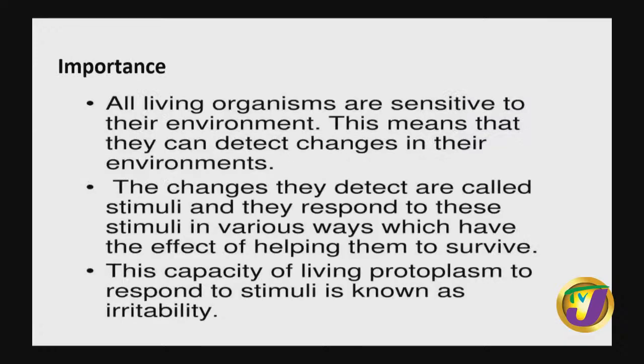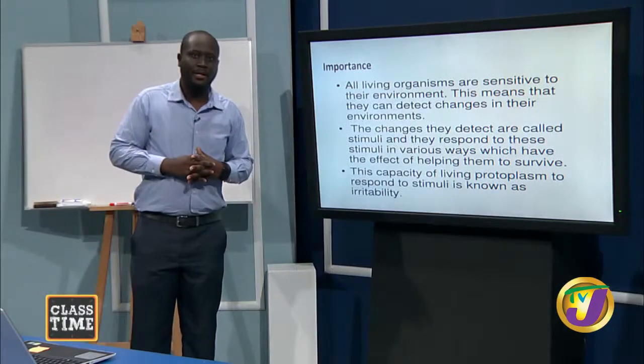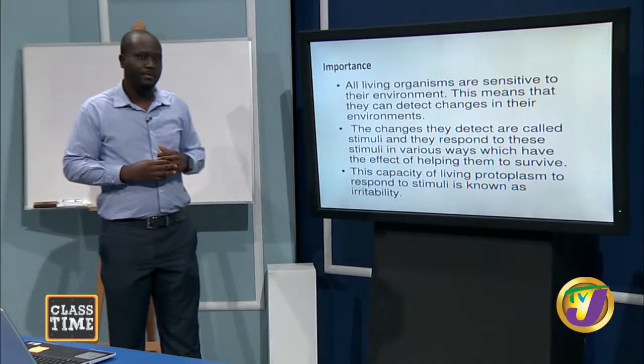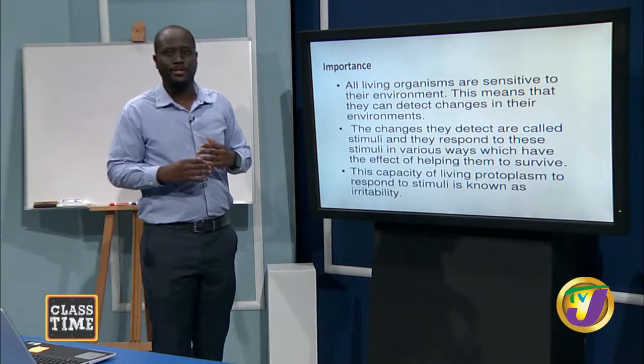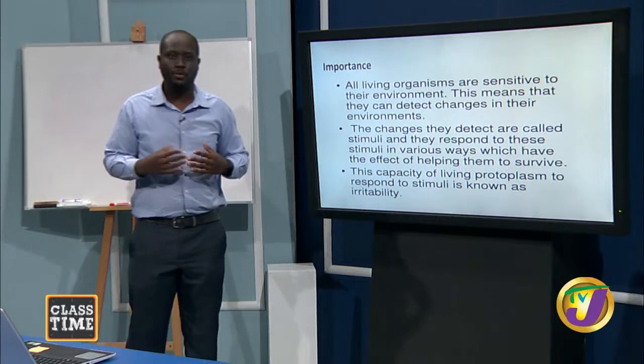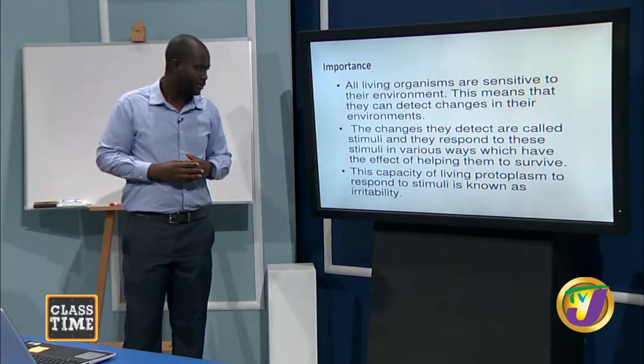Now, it is important for organisms to be able to respond to stimuli. It's a characteristic of living organisms. And so when organisms are able to detect stimuli, it helps them to survive in their environment, to be able to respond whether there's too high a temperature, they need to move away from that, or instances where for unicellular organisms, there is food in the water, they need to be able to move towards that food in order for feeding to occur.